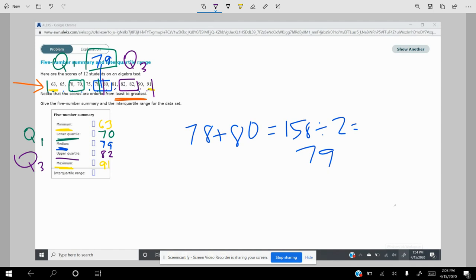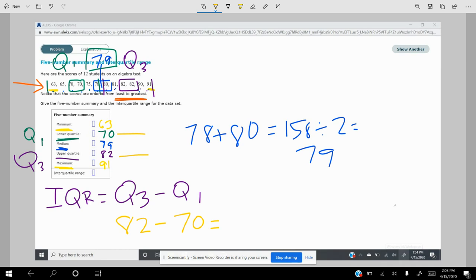Okay, and my last thing I need to do is to find my IQR, or my interquartile range, which is only just taking Q3 and subtracting Q1. And if we remember, Q3 is 82, and then subtract 70, which is 12. My IQR is going to be 12.